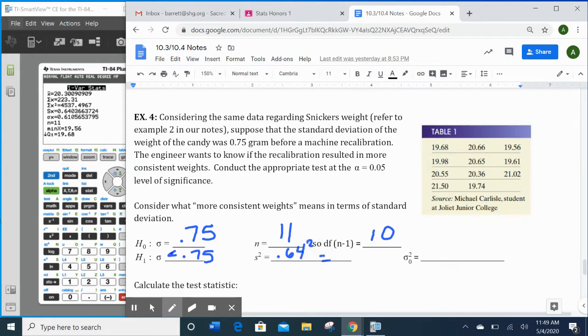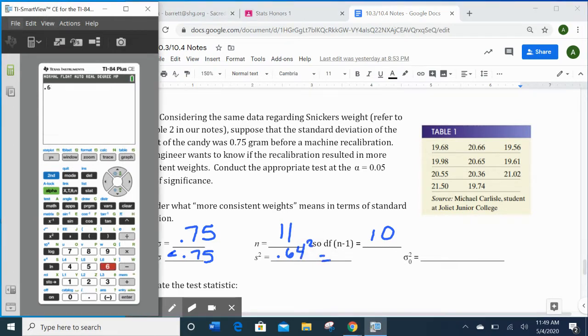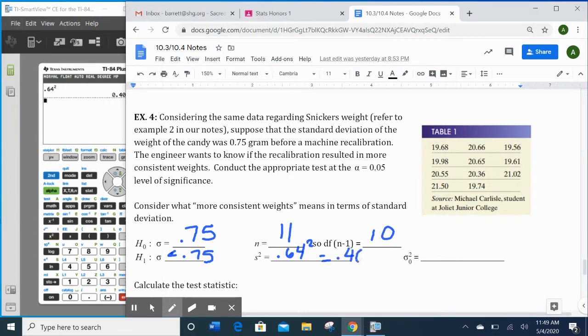So s squared is 0.64 squared, which is 0.4096. Obviously I rounded pretty quickly, which means it might be off a little bit, but ultimately we should be okay in terms of rejecting or not. And then sigma null squared, I guess is how I would say that. So the sigma from the null hypothesis, which is 0.75 squared.